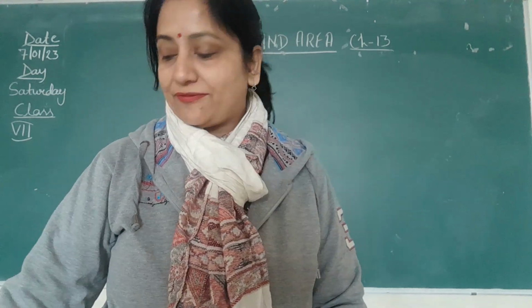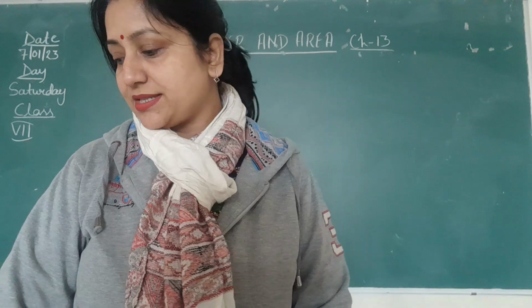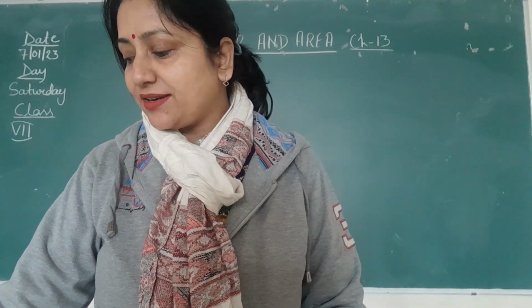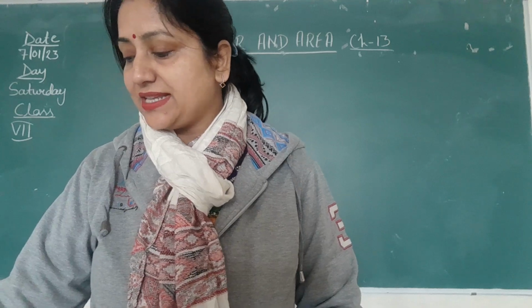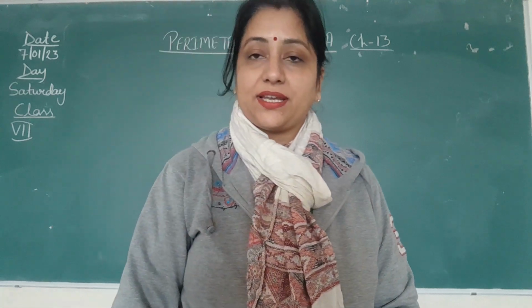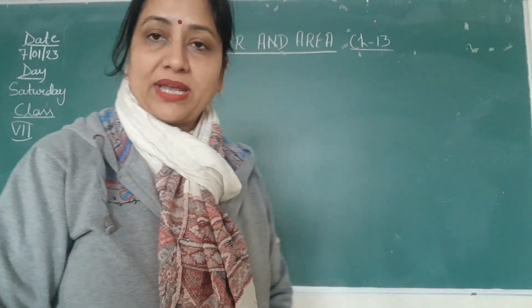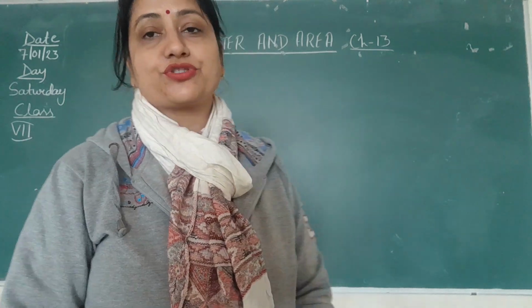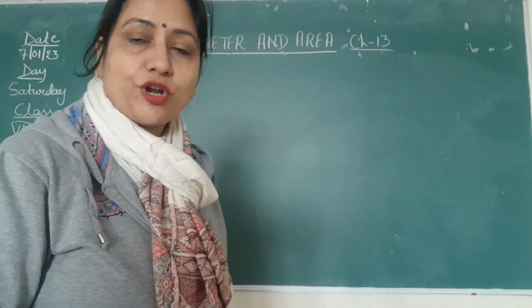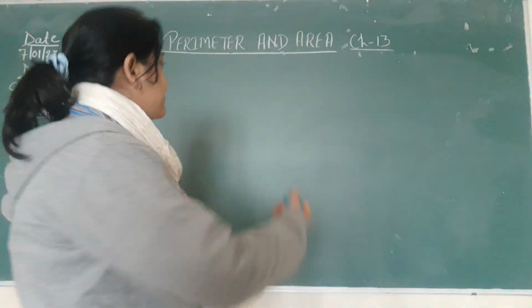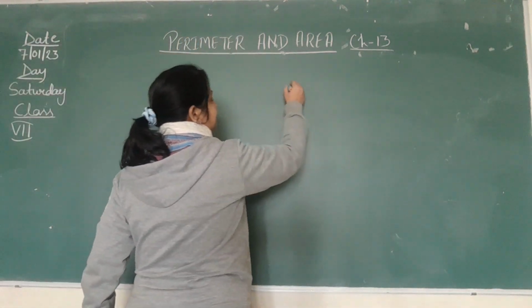Now our first question, number 7, is: if the base of the right angle triangle is 8 centimeter and the hypotenuse is 17 centimeter, find its area. So first of all I am going to make the figure of this question because the question says that the triangle is a right angle triangle. So this is your right angle triangle.